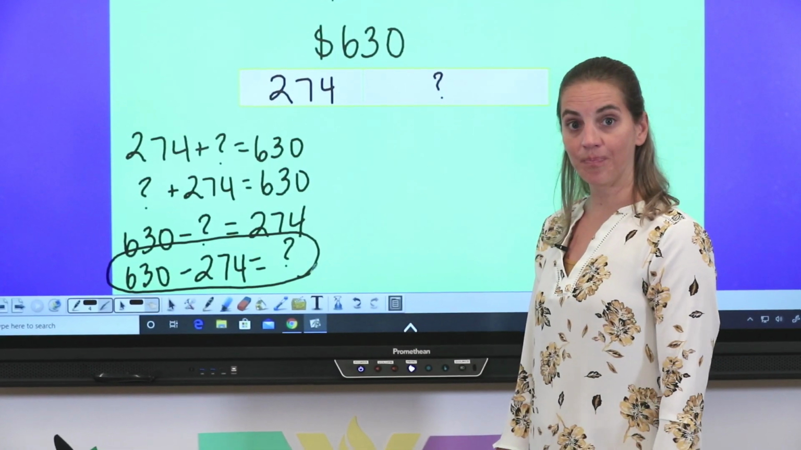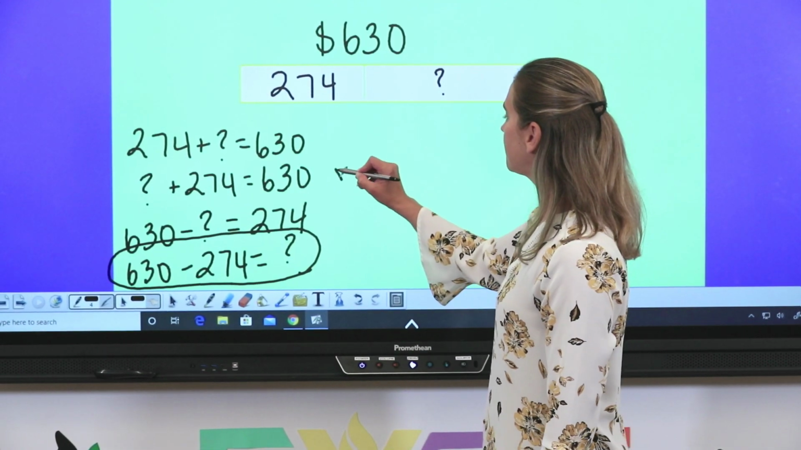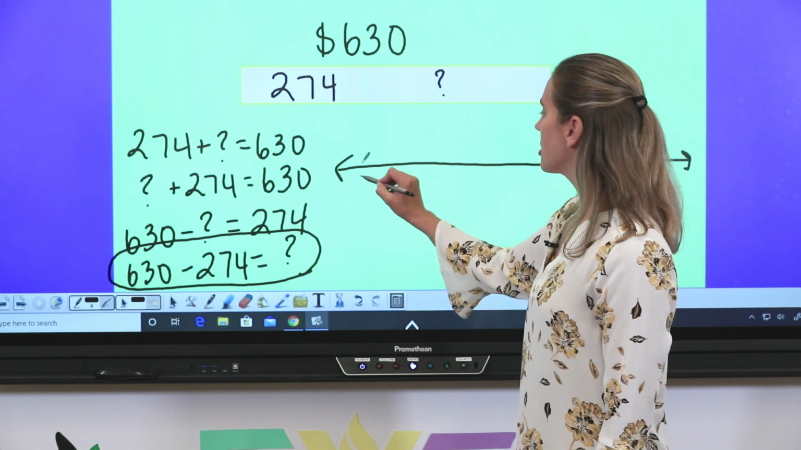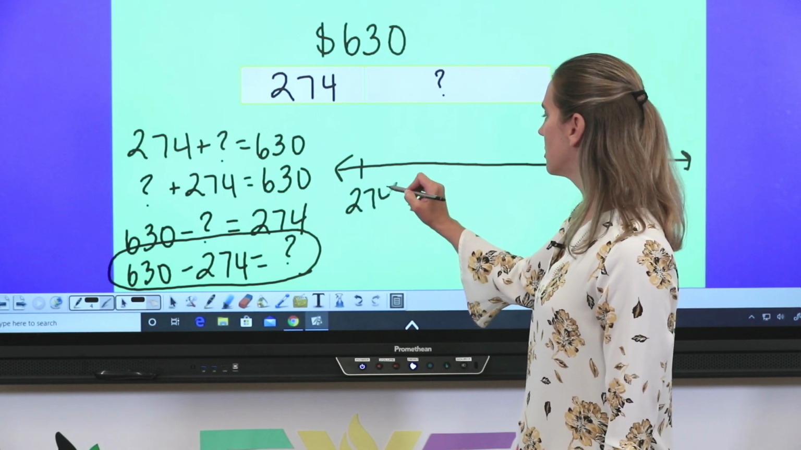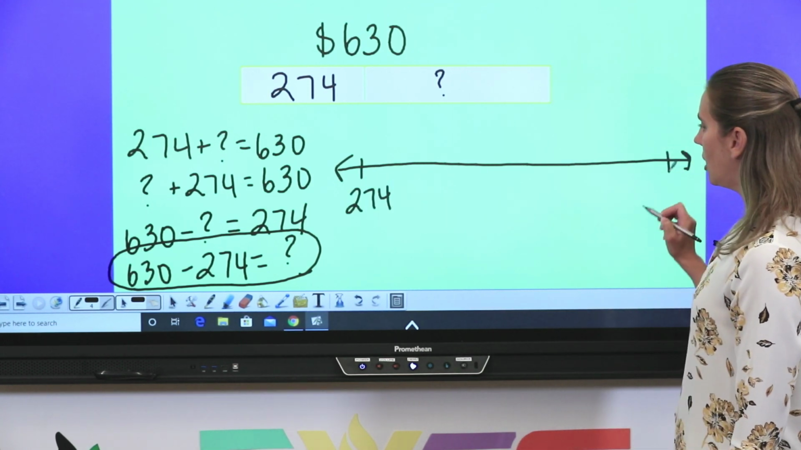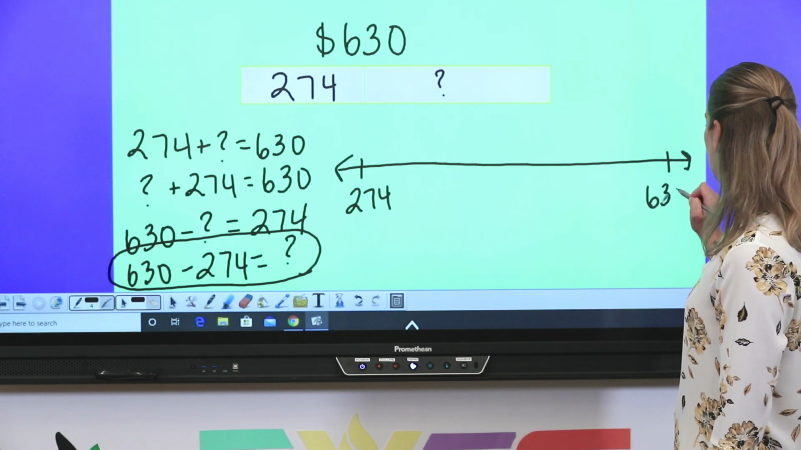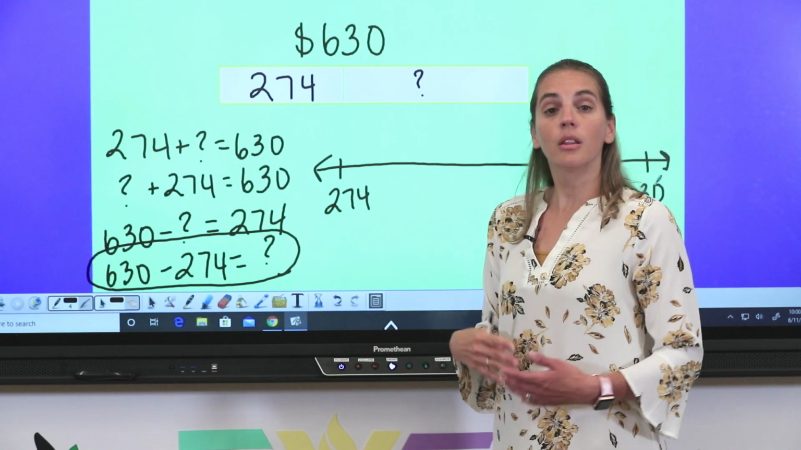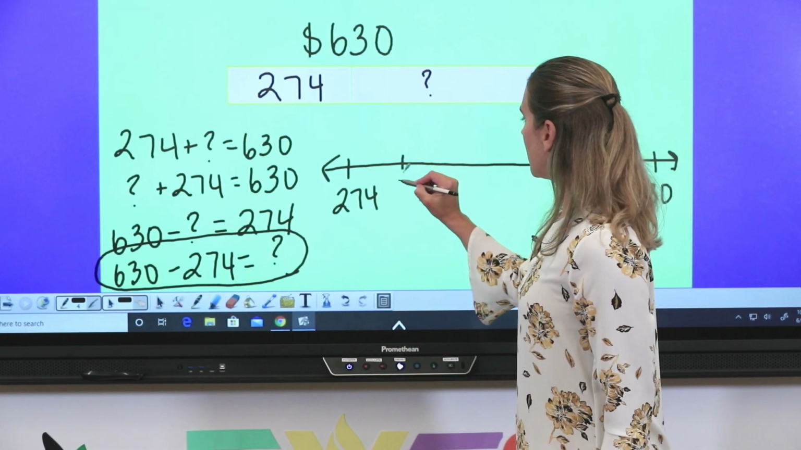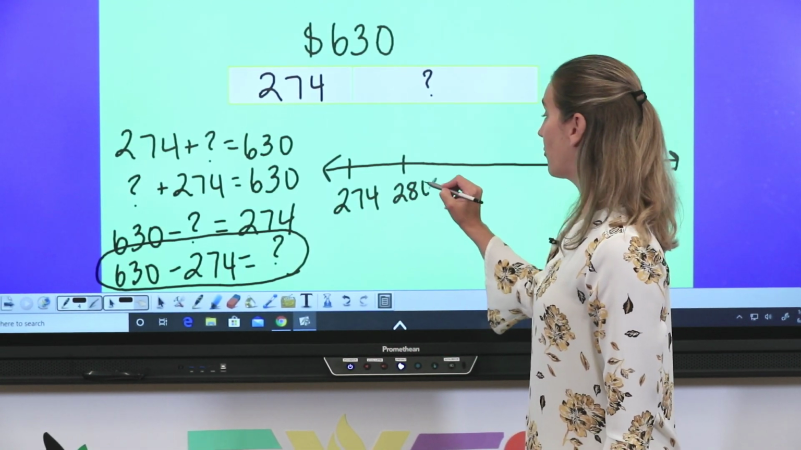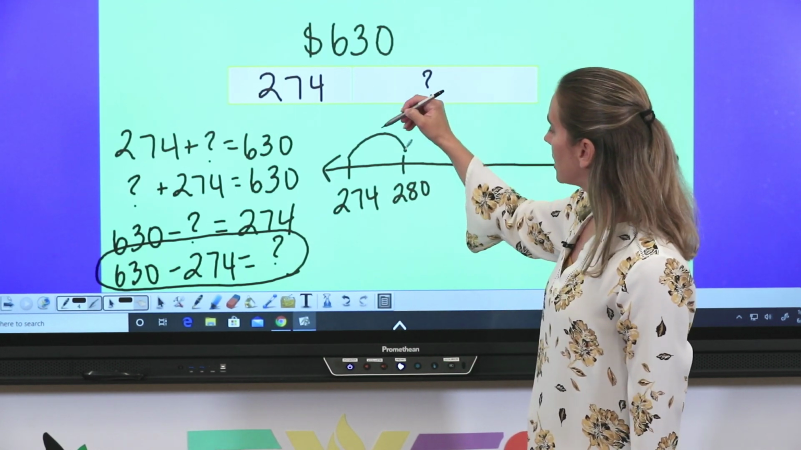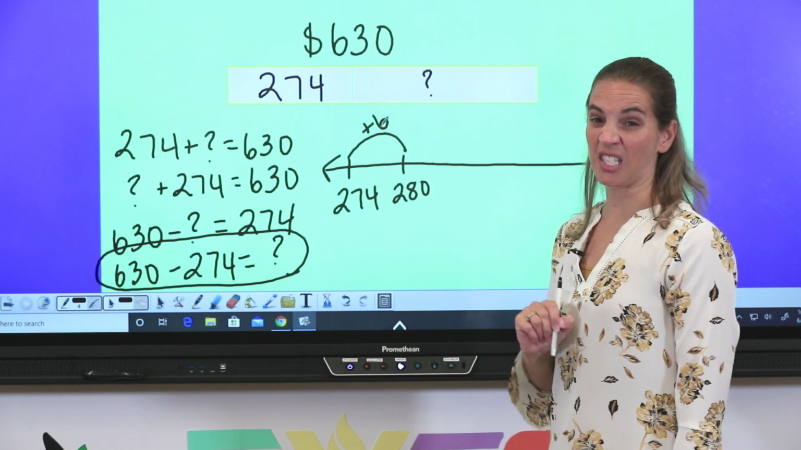Okay, let's do that. Let's use an open number line this time. Open number lines, remember, are going to start with our small number, 274, and they're going to end with our large number, 630. Okay, I need to find my next friendly number after 274. Let's go to 280. If I can get to 280, then that gives me a friendly number I can count by some tens. So from 274 to 280 is going to be a jump of 6.